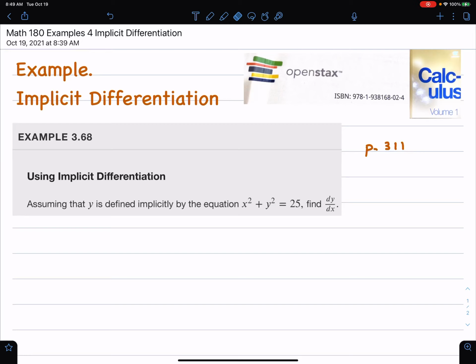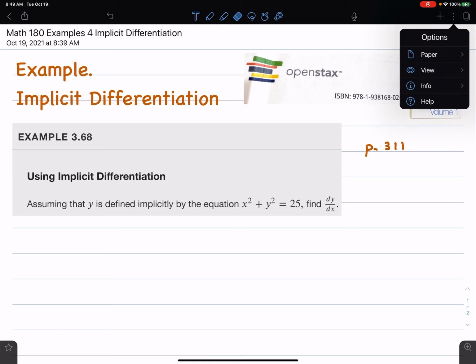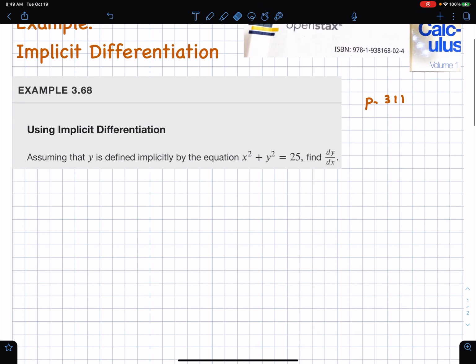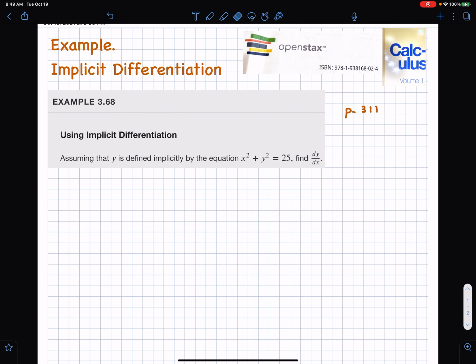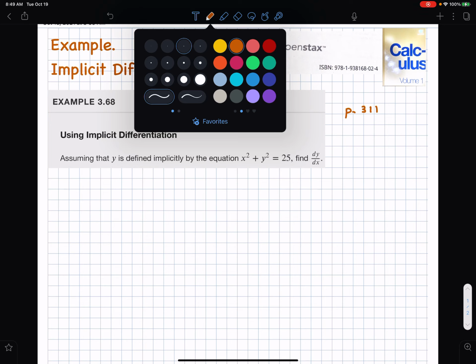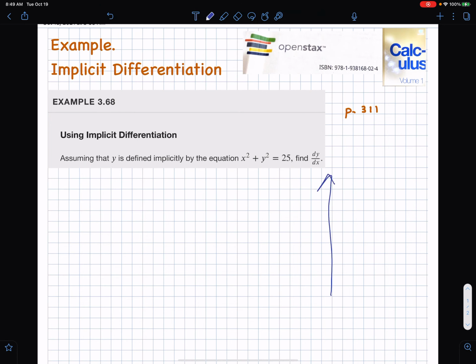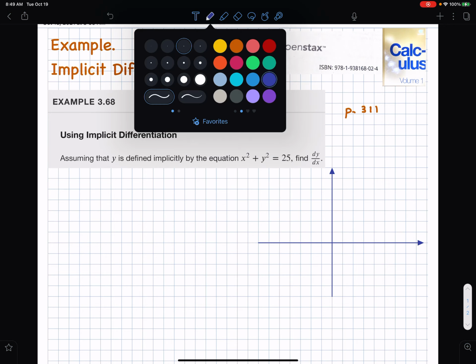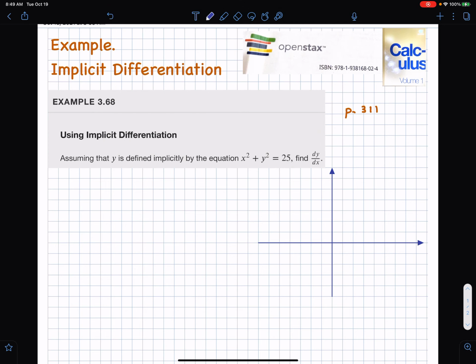Hello, everyone. Let's go over this classic problem here involving implicit differentiation. So let's switch over to graph paper, maybe small graph paper, so I can fit this all in here. But what we have here is we begin with a circle, and the circle has radius 5. And we want to find the derivative dy dx.